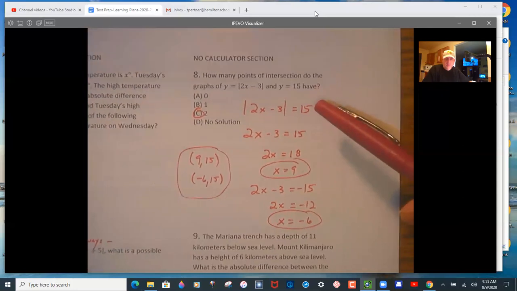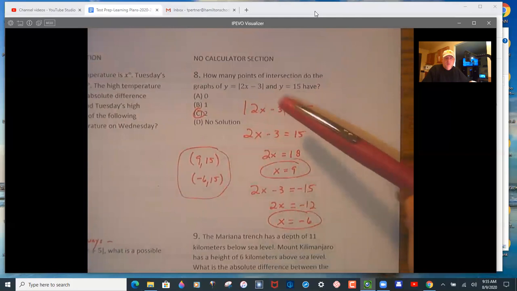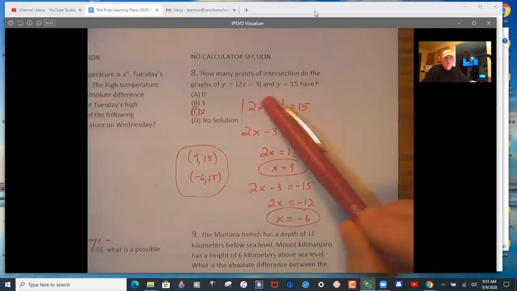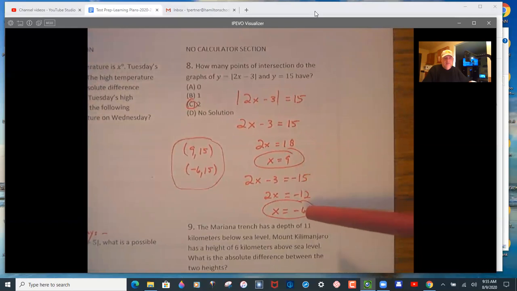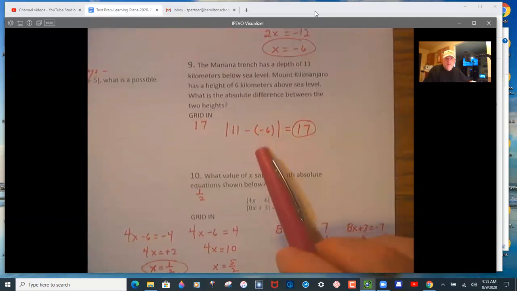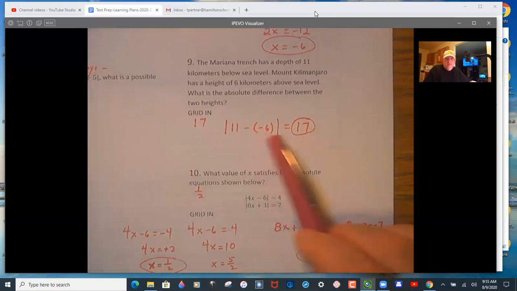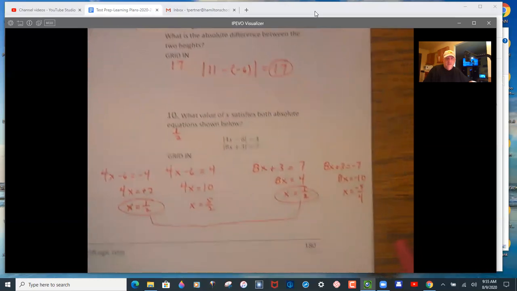Number 8, how many points of intersection would this have? So 15 is what y is, so you solve that equal to 15 and negative 15 again. So you just replace the y with 15 here and then solve it, so 9 and negative 6. So 2 solutions, and those are the 2. Number 9, so what's the difference between 11 and negative 6? 17. So the absolute value of 17 is 17.